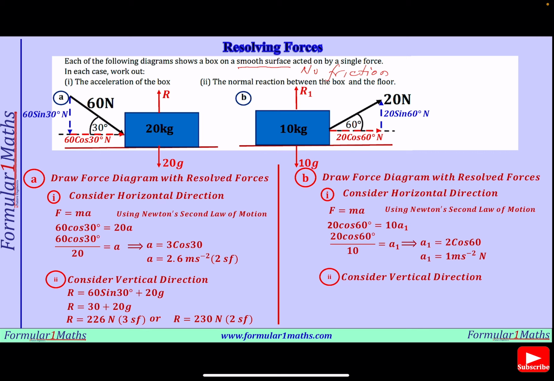So in this case, we've got two forces acting upward, R1 and then the 20 sine 60 Newton component of the 20 Newton force. The only force acting downward is the weight, which is 10G. So this time our equation will be this. Rearrange to get that, and then evaluate to get 81 newtons. So that was question 1.